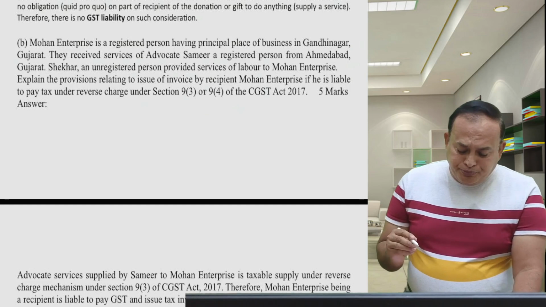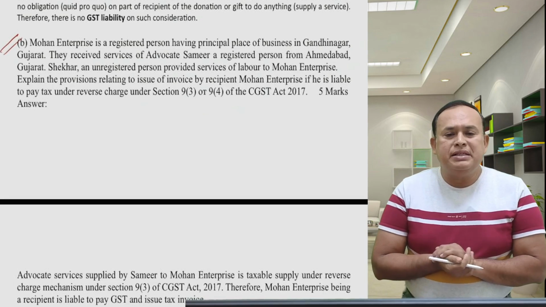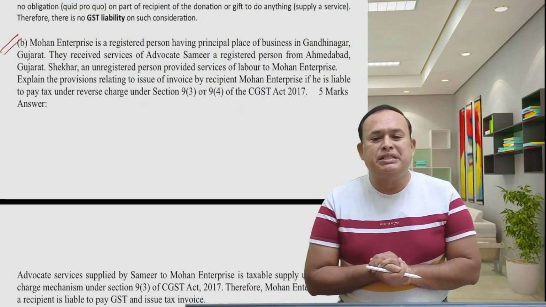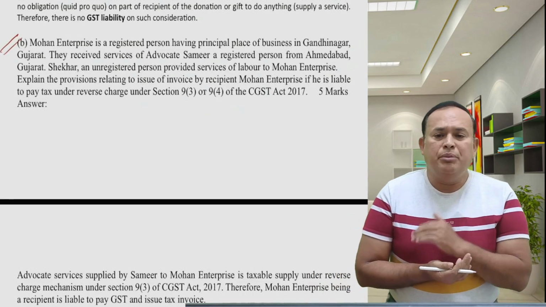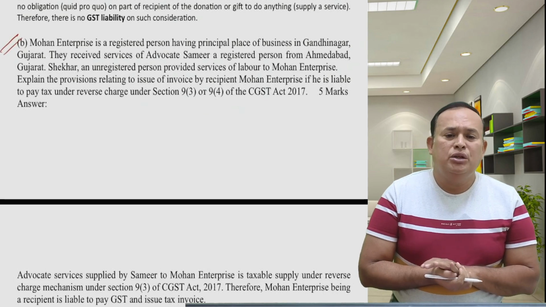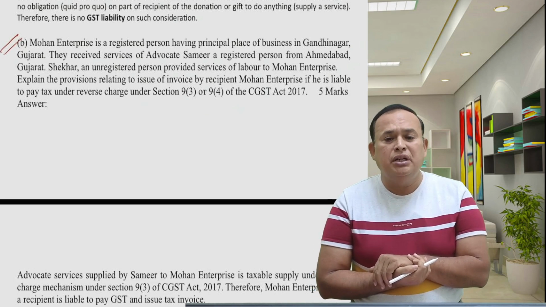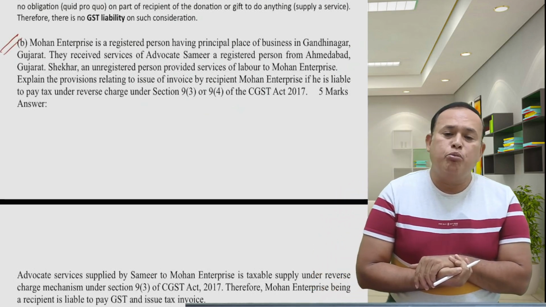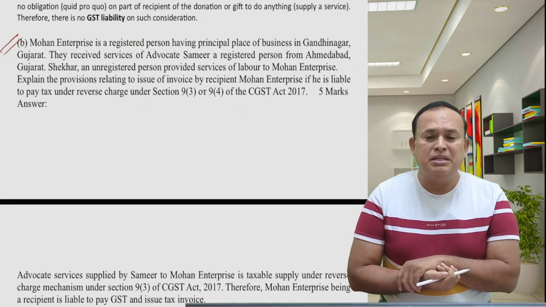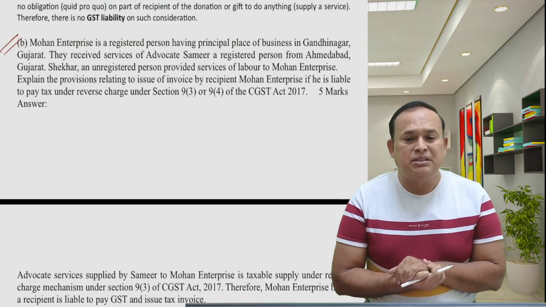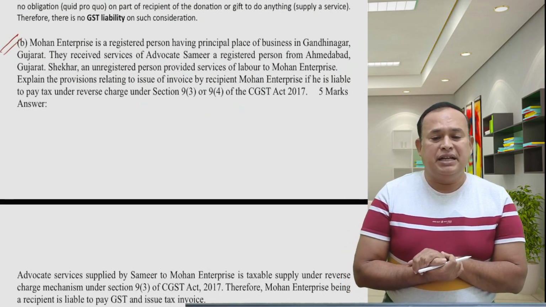now referring to your question number 8, point number B. Mohan Enterprises is a registered person having the principal place of business in Gandhinagar, Gujarat. They received the services of advocate Samir, a registered person from Ahmedabad, Gujarat. Shekhar, an unregistered person, provided services of labor to Mohan Enterprise. Explain the provisions relating to issue of invoice by recipient Mohan Enterprise if he is liable to pay tax under the reverse charge under section 9.3 or 9.4 of the CGST Act.